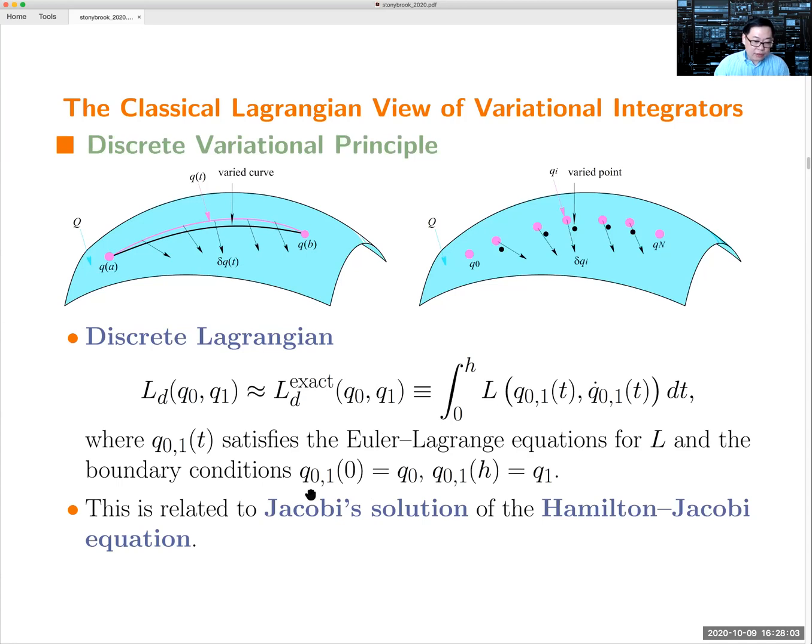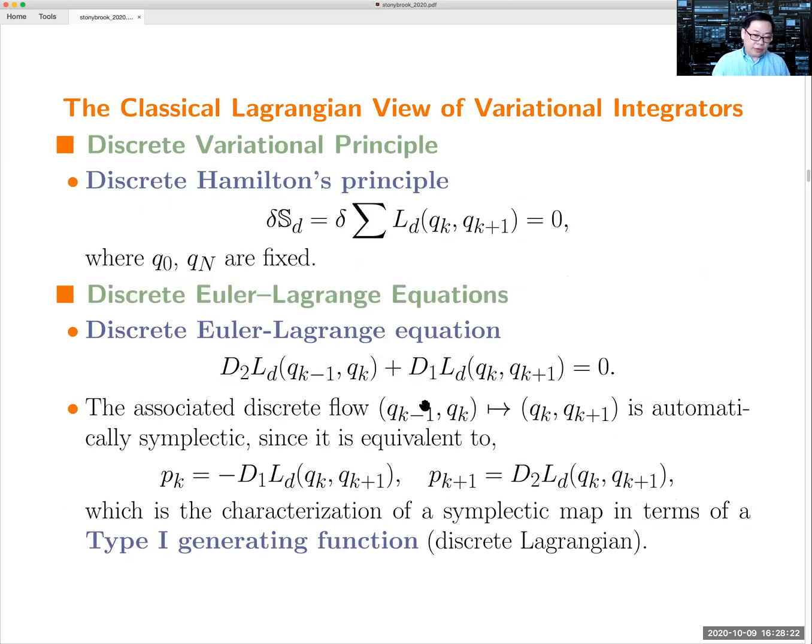So this thing is related to Jacobi's solution of the Hamilton-Jacobi equation. What happens then is that if you take this Jacobi solution, it generates the exact time h flow of the corresponding Euler-Lagrange equations. I already said that the discrete Lagrangian can be viewed as a small piece of the action integral. So if you sum it all up, you get something which is a good approximation of the action integral over the entire time interval. And then the discrete Hamilton's principle states that the variations of this are 0, for variations which keep the endpoints fixed.